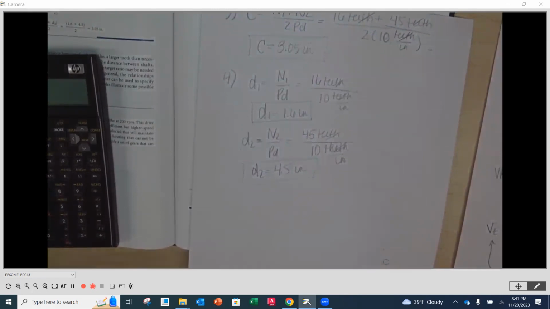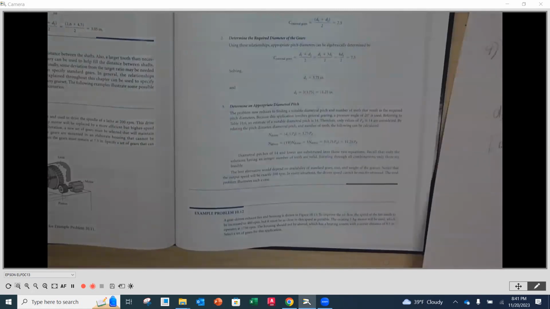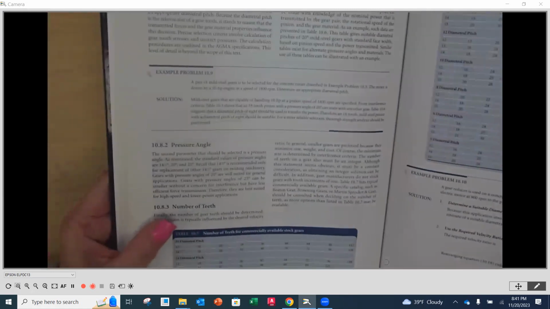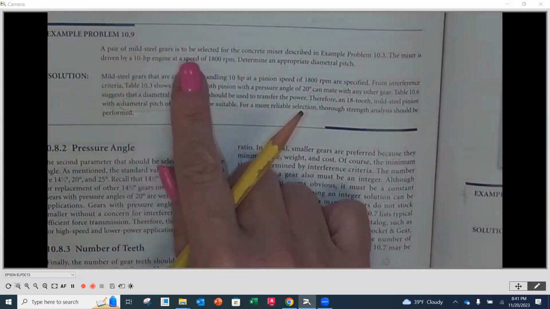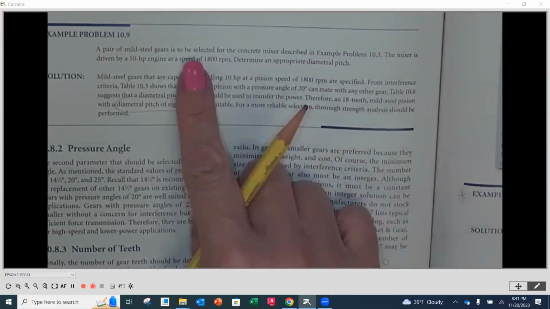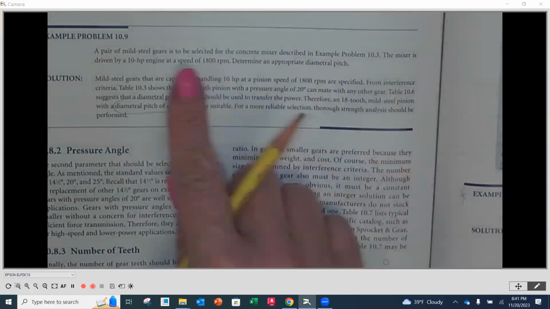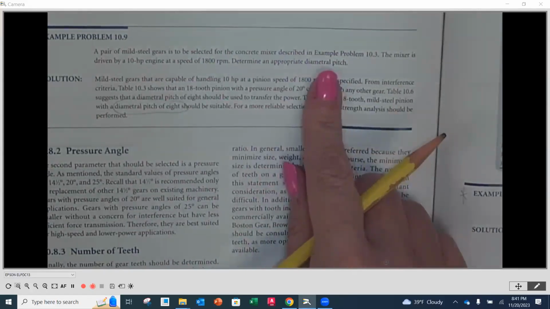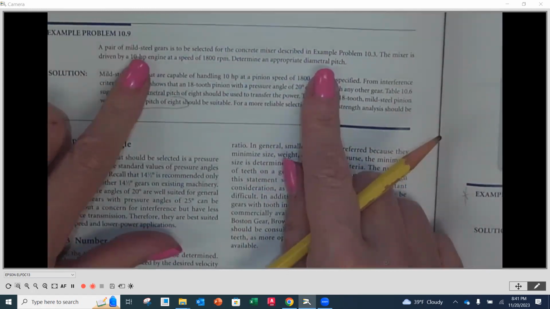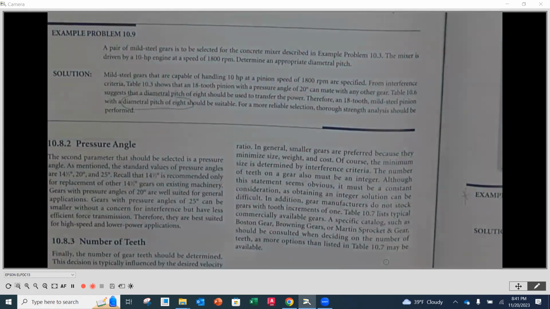There you have it. We skipped over number 9. Number 9 was a short little problem. I don't want you to feel cheated. So let's just take a peek at it so you know what it is. This one is just a pair of mild steel gears selected for that cement mixer. You want to determine the appropriate diametral pitch. So using the parameters here, you would just read the chart to find a diametral pitch.